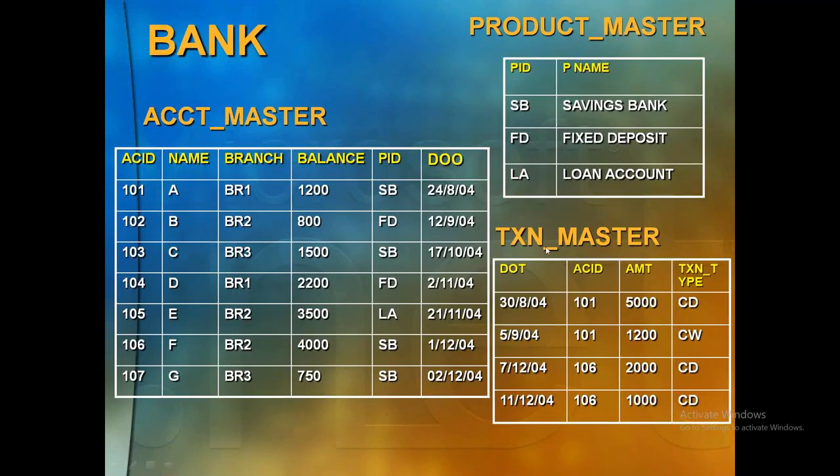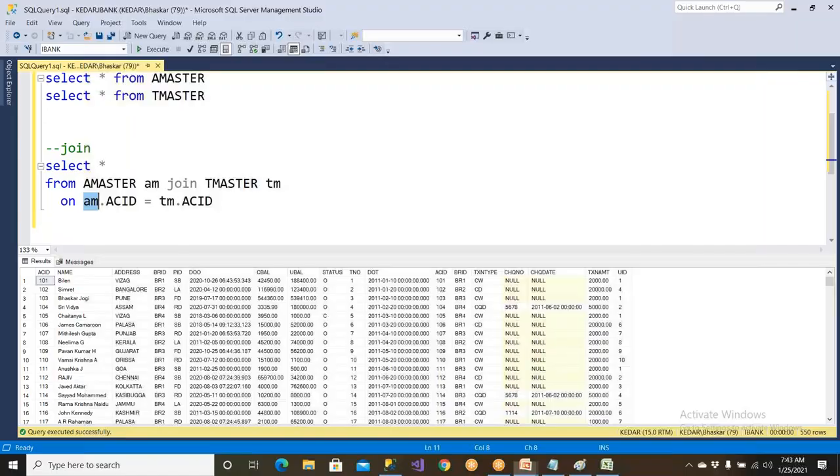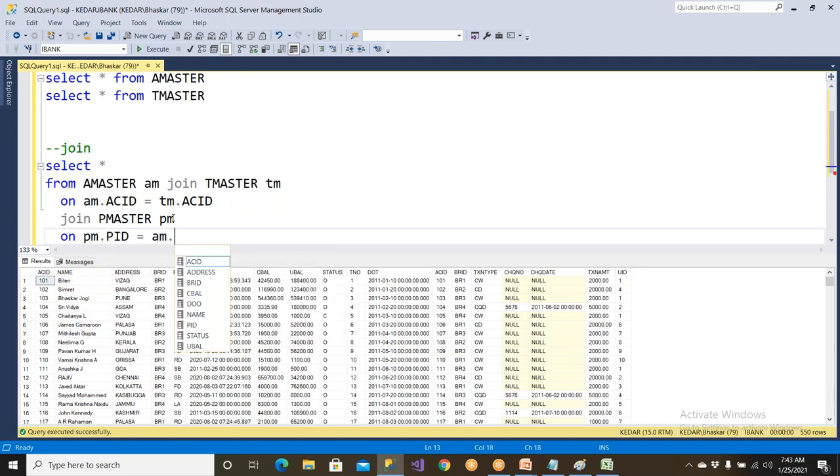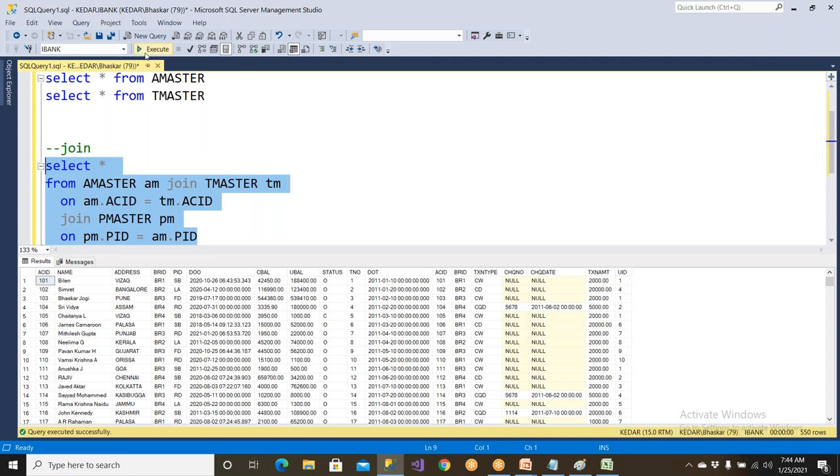For example, I wanted to join these three tables: product master, transaction master, this one joined, and I would like to join this table with this table. Let me go and use join product master pm on pm dot product id is equivalent to am dot product id. So these two tables are linked. Now the number of columns is increasing.